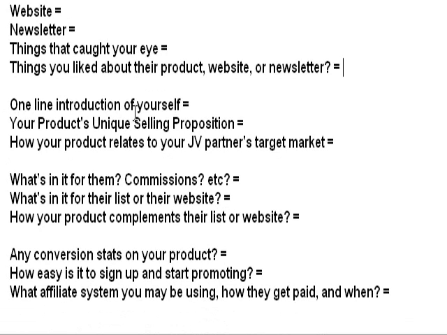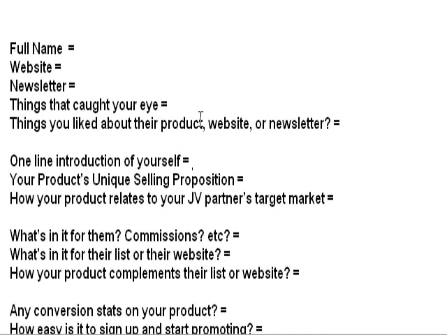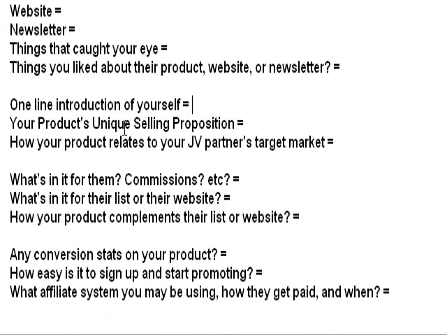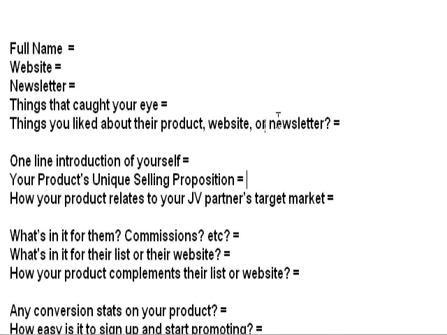You have a one-line introduction of yourself. You can talk a little bit about yourself, and not too much, of course. Then your product's unique selling proposition. If you're approaching the joint venture from the angle of promotional joint ventures, then you're going to need to tell them what is unique about your product, the unique selling proposition, which is the technical word for that. And how your product relates to your joint venture partner's target market.